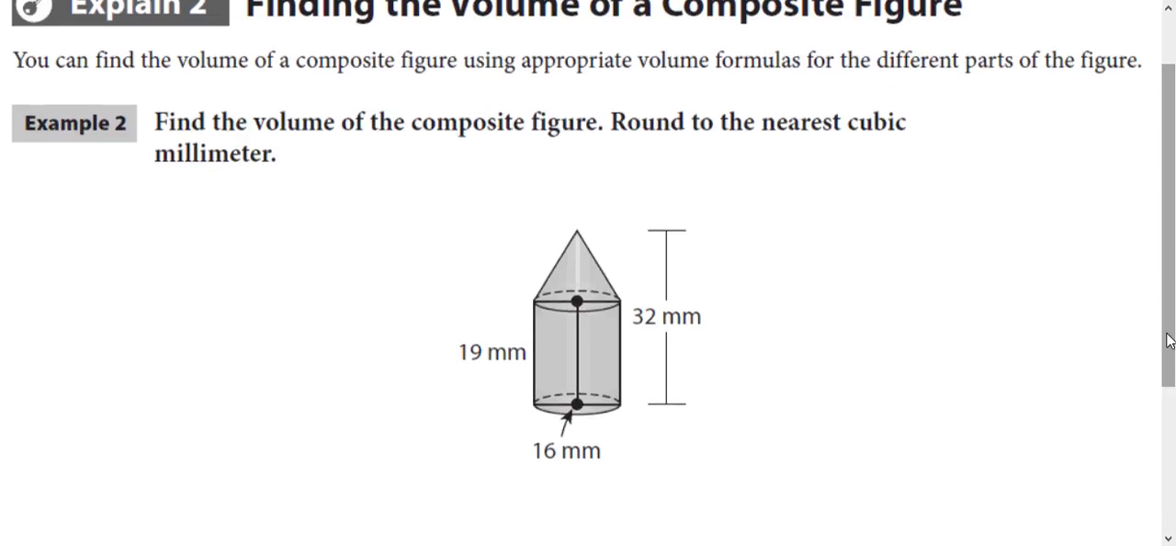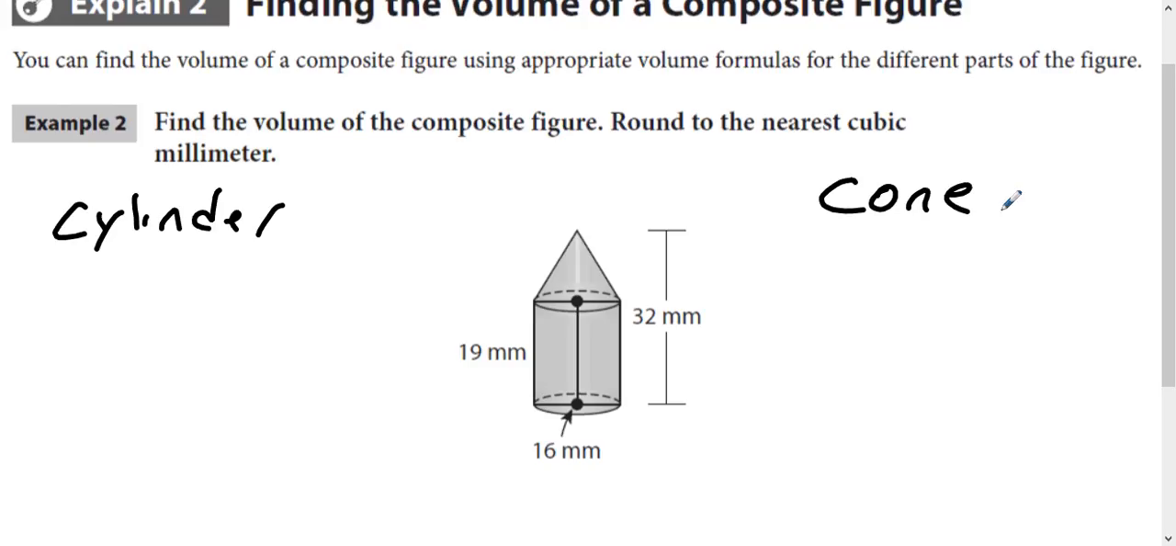So we're going to step it up a little bit. This time we've got two shapes put together. To find the volume, you just find the volume of the two different shapes and then add. So we have a cone up top and we have a cylinder in the bottom. So let's find the cylinder, and then we'll also find the cone, and then for our final answer, we're just going to add those two volumes together.